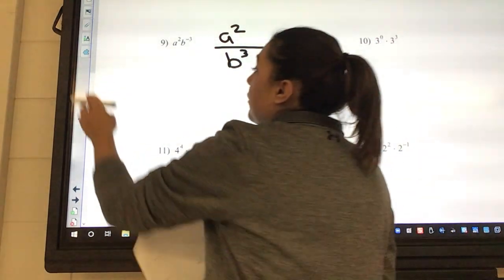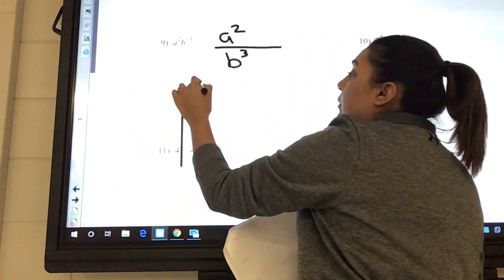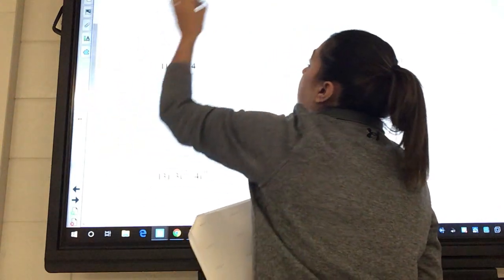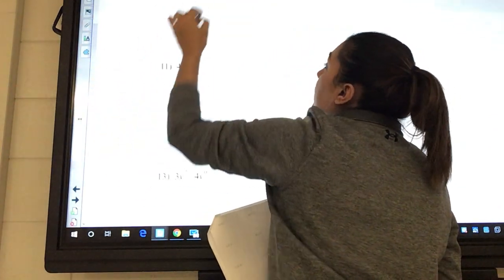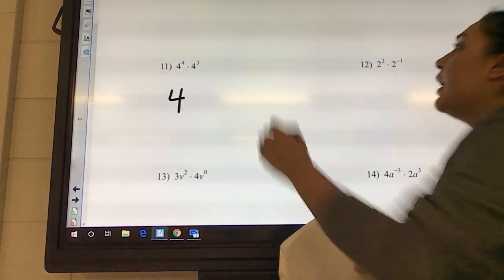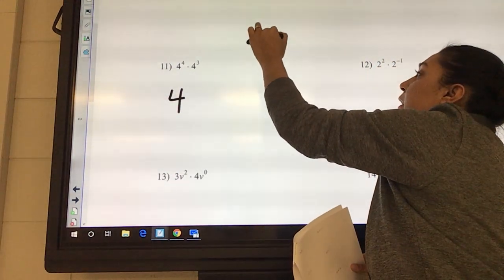Okay, 11, same thing. We're working with just numbers, so we're going to keep the big number the same. Okay, we got to keep our big number the same, and so our big number is going to be 4. And with multiplication, because there's a dot, okay, dot means multiplication.